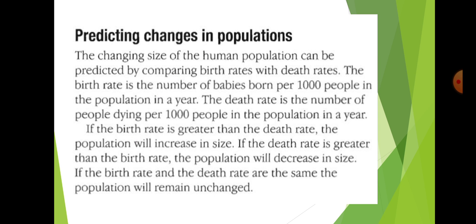Predicting changes in population. The changing size of the human population can be predicted by comparing birth rates with death rates. The birth rate is the number of babies born per thousand people in the population in a year. The death rate is the number of people dying per thousand people in the population in a year. If the birth rate is greater than the death rate, the population will increase in size. If the death rate is greater than the birth rate, the population will decrease in size. If the birth rate and the death rate are the same, the population will remain unchanged.